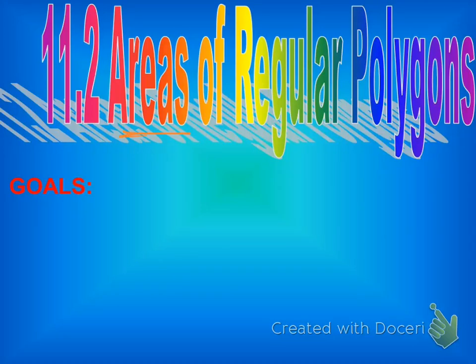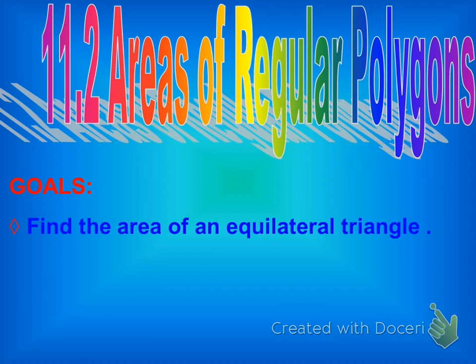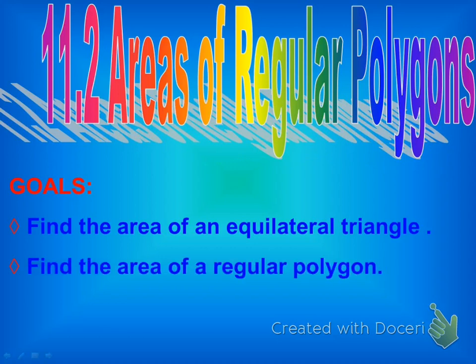11.2, areas of regular polygons. Remember what regular polygons are. Regular polygons are polygons where all angles are congruent and all sides are congruent. Goals in this lesson are to be able to find the area of equilateral triangles and to be able to find the area of any regular polygon.